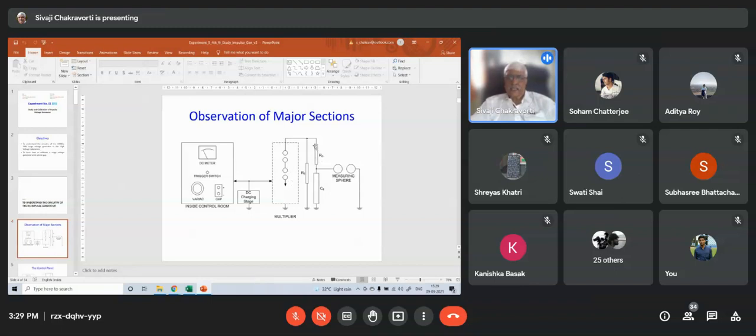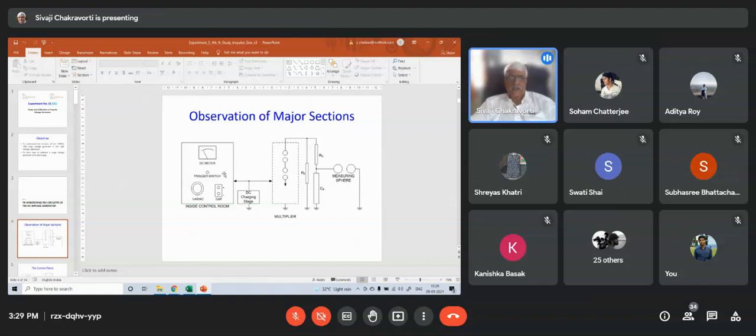Then on the right side, you can see this is called the wave shaping circuit. So there are basically three blocks: DC charging circuit, the voltage multiplier circuit, and then on the right, what you see is the wave shaping circuit. And what you see is the measuring sphere. That has nothing to do with impulse generator. This is for the measurement purpose. So these are the blocks, and what is the left side? This is typically the control room.